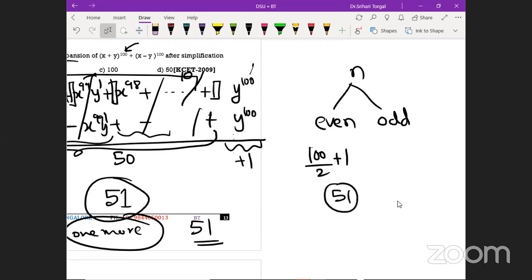If the power is 101, in that case, 101 terms is there. Number of terms will be 102. So it is plus 1 by 2. If it is odd, just add 1 and divide by 2. So we will get 51 only for this, for 101. Okay. If it is even, n by 2 plus 1 formula. If it is odd, n plus 1 by 2 formula.